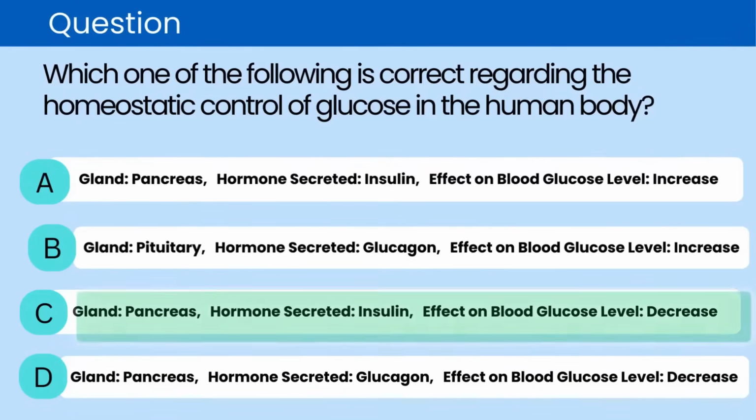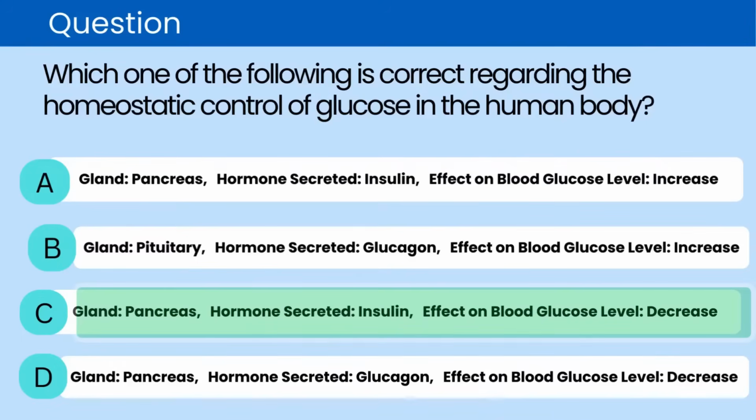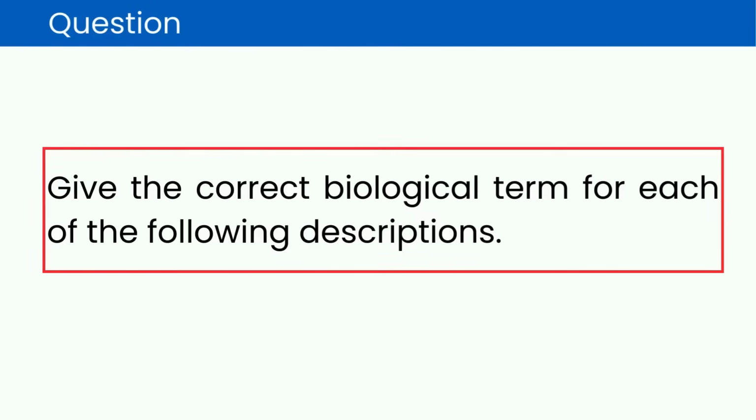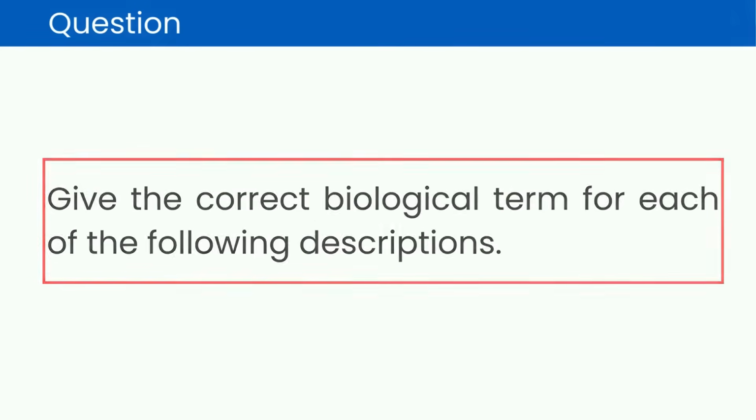The correct answer is C. Insulin, secreted by the pancreas, decreases blood glucose levels by facilitating the uptake of glucose into cells for storage or energy use. Give the correct biological term for each of the following descriptions.